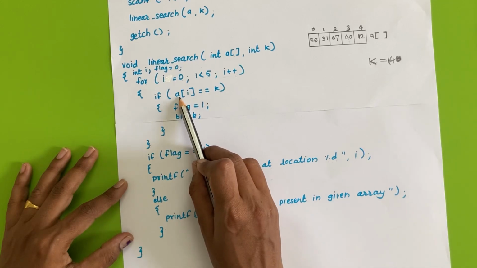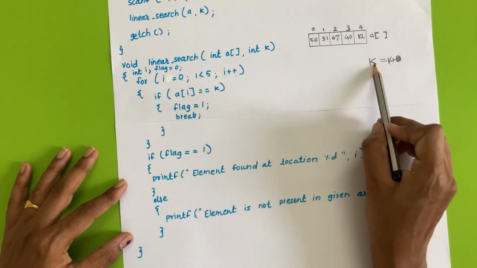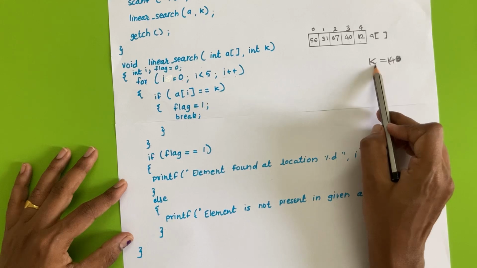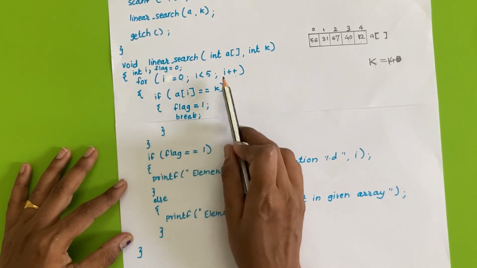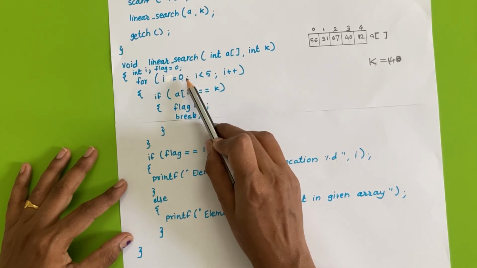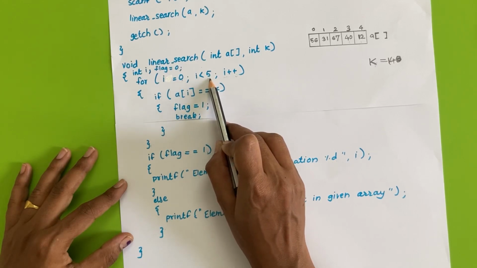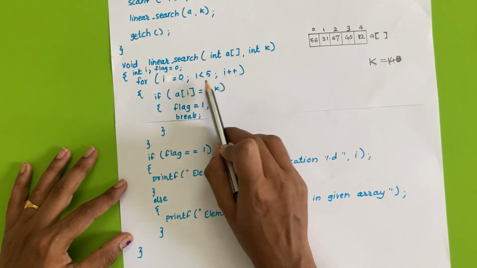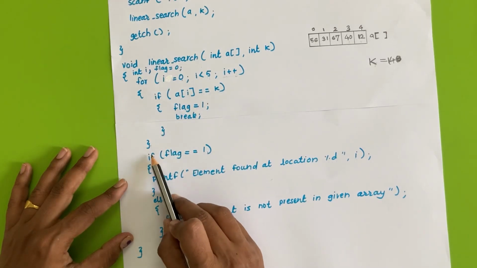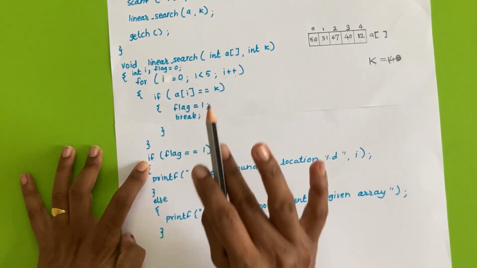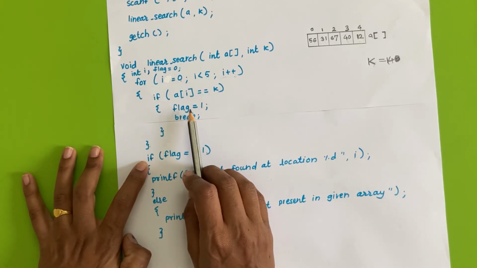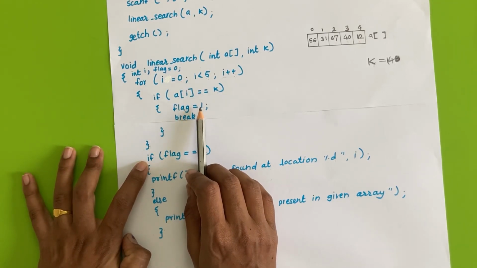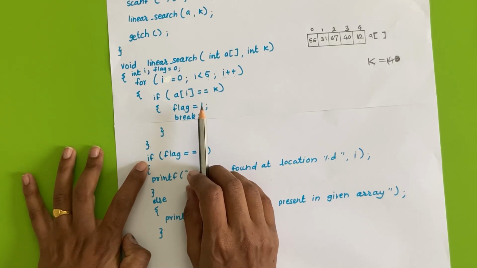So now a of 4 will get compared with k. a of 4 is now 12 and the value of k is 14. So again it does not satisfy the condition, and it will increment the counter to 5. So now the value of i is 5, but 5 is not less than 5. This condition will not be satisfied, so it will come out of this loop, and the value of flag is still 0 because we haven't moved inside the if condition. So flag is set to 0 only.